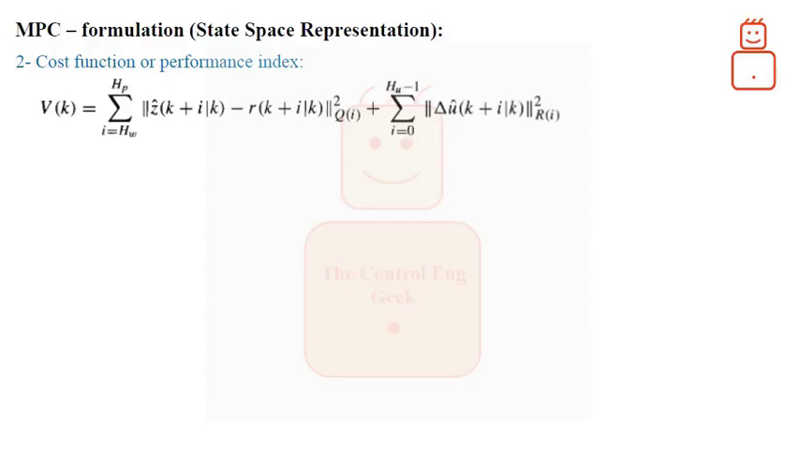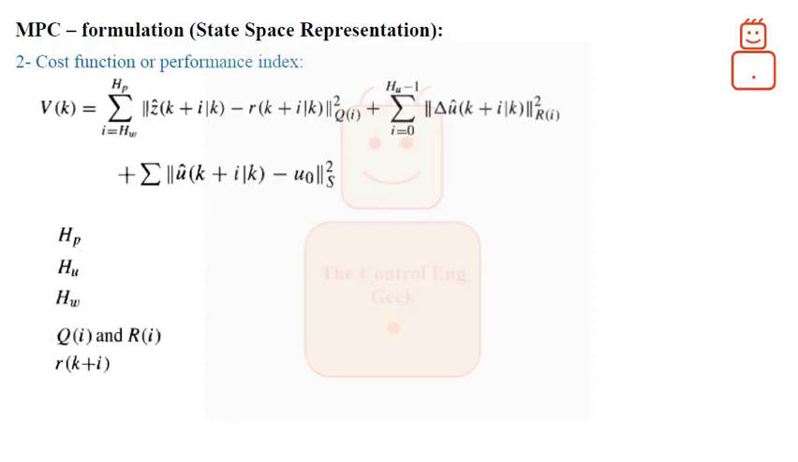The second notation is that an additional term can be added to the cost function as shown to penalize the deviation of the input vector from some ideal resting value u0. The last notation is as following. As HP, HU, HW, the matrices Q and R, and the reference tracking R, are free or design variables that can have any values, therefore, they can be utilized to tune the control problem here.